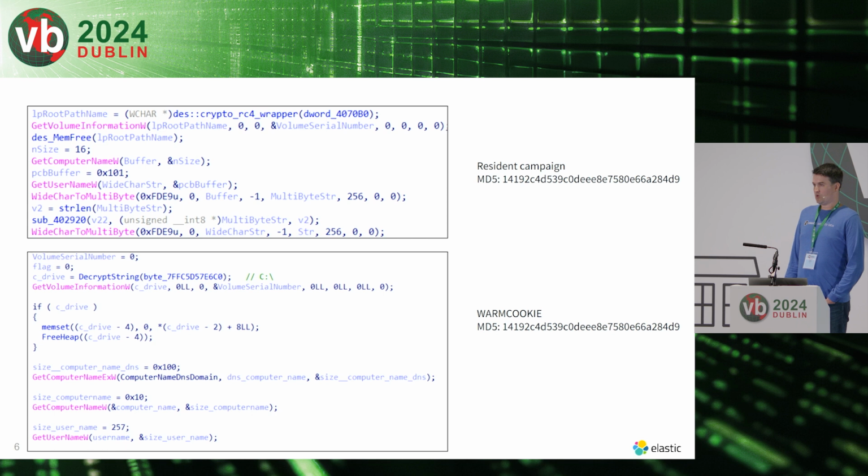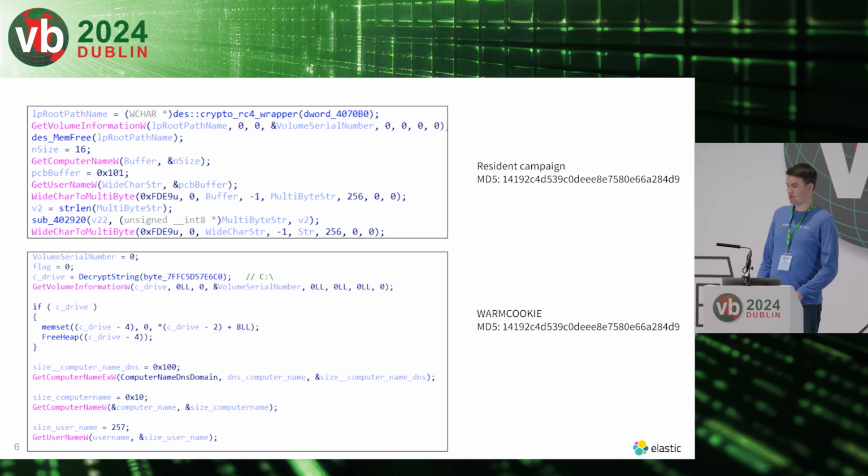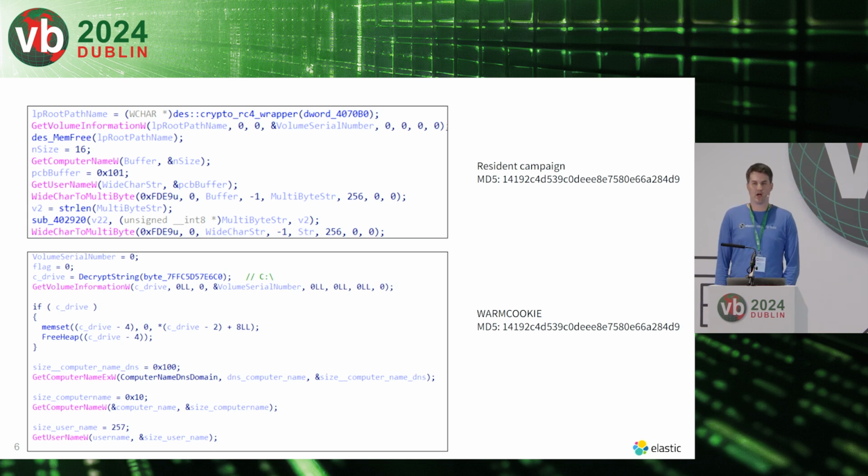From our side, when we ran into WARMCOOKIE, we saw this comparison. It's not exact code overlap, but it was very similar in behavior. These are a couple of screenshots from the checksums that WARMCOOKIE does as part of the bot ID identification process. On the top is the resident campaign, where they use GetVolumeInformation, the username, and the computer name, and they calculate a checksum. These are the same steps that WARMCOOKIE did, and this is how we found the eSentire work that was done before.